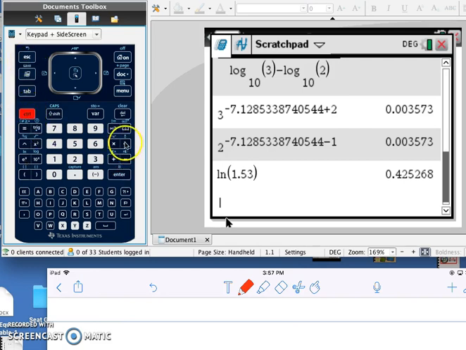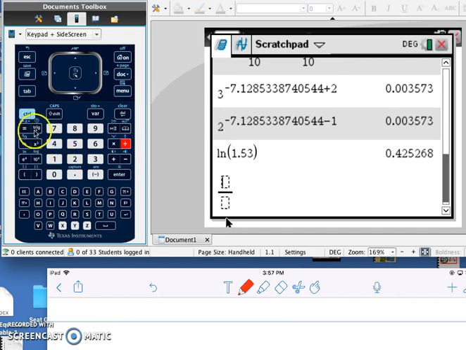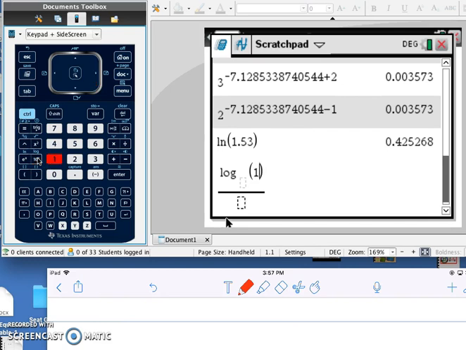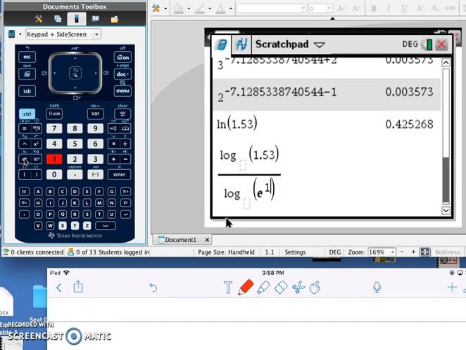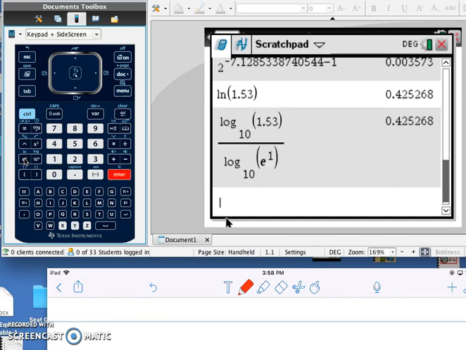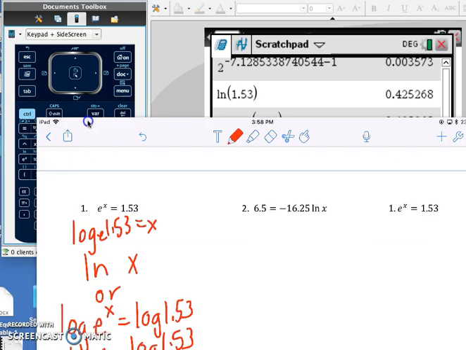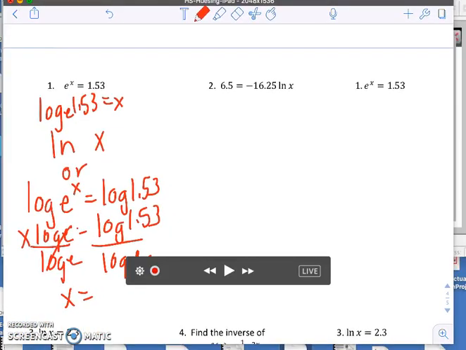And the other way, so let's see, we had the log of 1.53 divided by the log of e, and your e key is right here, and it always comes with a power. So e to the power of 1, and we have that same thing, 0.425. So there are multiple ways that you can solve these. A lot of times with e, natural log is a lot easier to use.